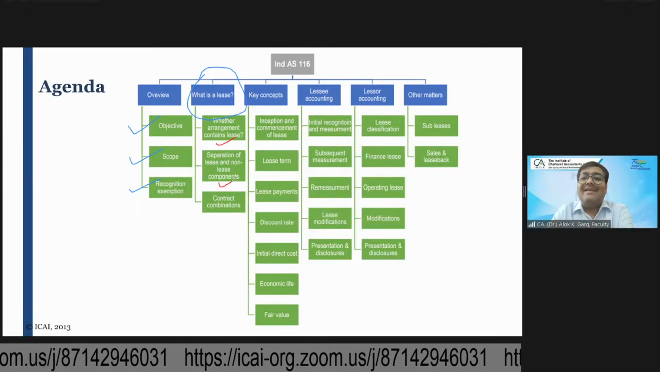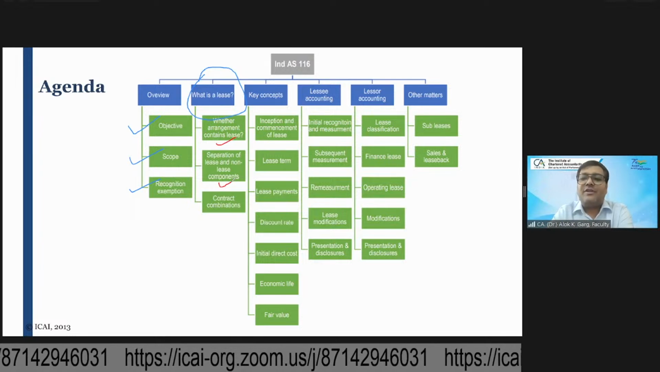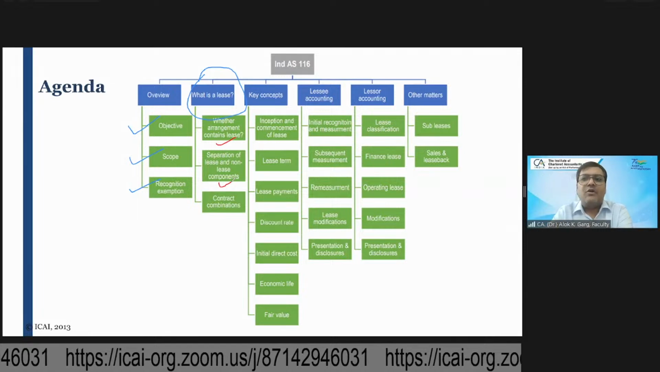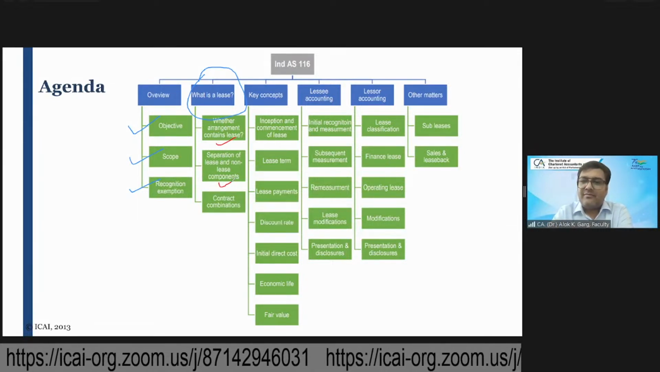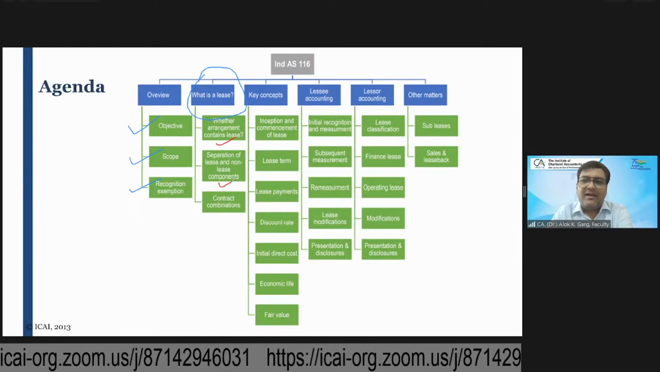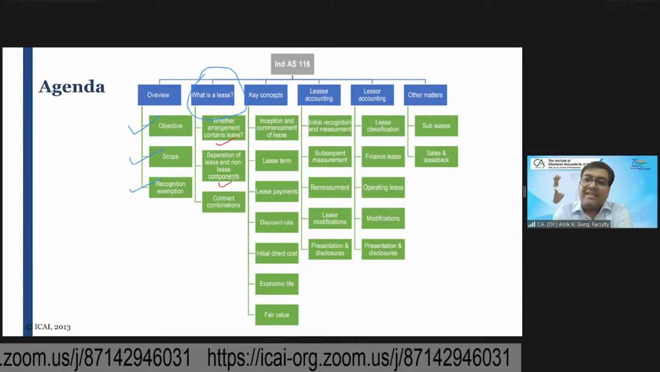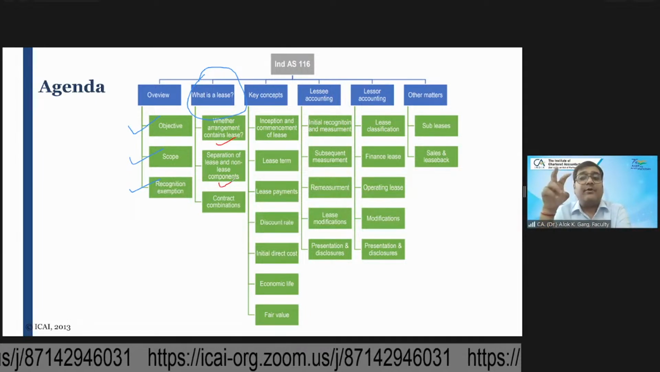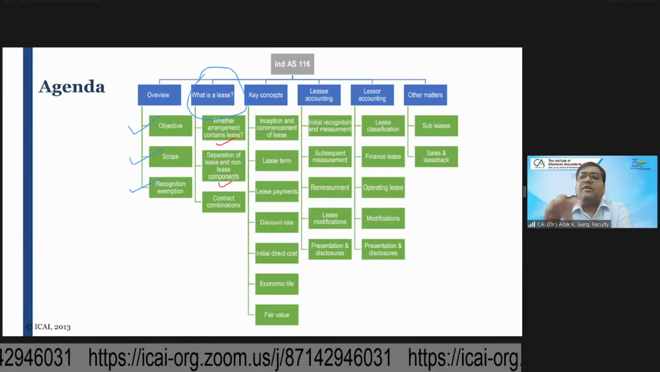Then separation of lease and non-lease components. Like you are living in a rental accommodation in a society. What are you going to pay on a monthly basis? Lease rental means rent and maintenance charges, electricity bill, water bill, maintenance charges. So there is a lease component as well as a non-lease component, right? So this standard talks about how to separate lease and non-lease components.